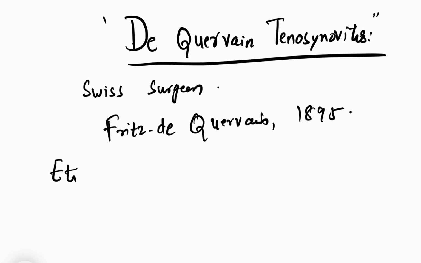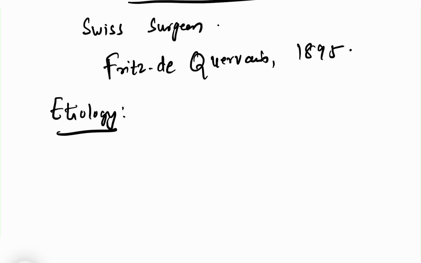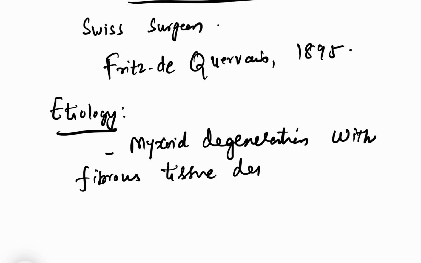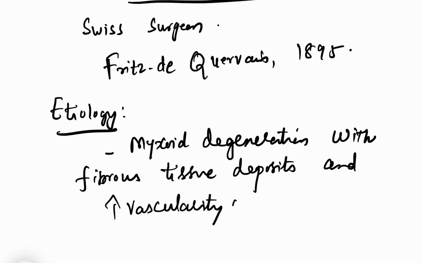Now let us discuss the etiology and the pathophysiology. Actually the exact cause of this de Quervain's tenosynovitis is unclear. It has been attributed to myxoid degeneration or mucoid degeneration with fibrous tissue deposits and increased vascularity of the tendon sheaths of the first dorsal compartment of the wrist.